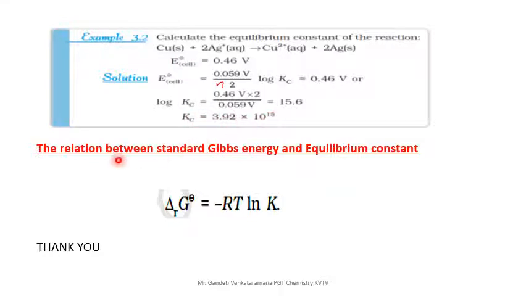Next one, the relation between standard Gibbs energy and equilibrium constant. This is the relation. So delta G naught, standard Gibbs energy, equals minus RT ln K, natural logarithm. Ln always represents a log. What is the base? Yes, log with the base e.